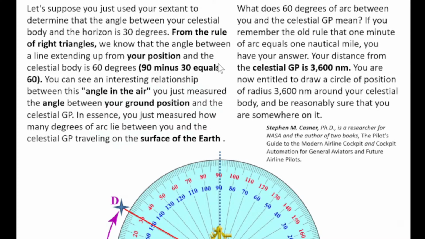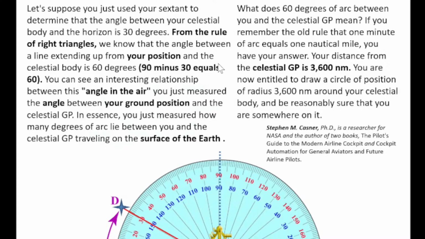You can see an interesting relationship between this angle in the air. You know those arc minutes and all that, nautical miles, comes from the angle in the air. You just measured the angle between your ground position, back to the ground, and the celestial GP. In essence, you just measured how many degrees of arc lie between you and the celestial GP traveling on the surface of the Earth, not the center of the Earth, the surface of the Earth. What does 60 degrees of arc between you and the celestial GP mean? If you remember the old rule that 1 minute of arc equals 1 nautical mile, you have your answer.